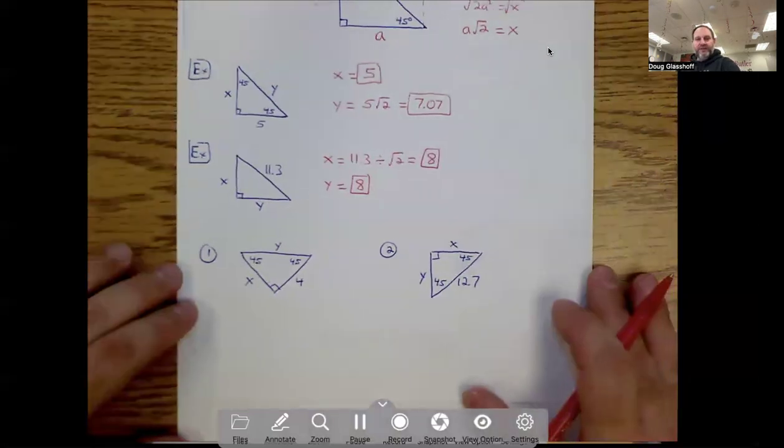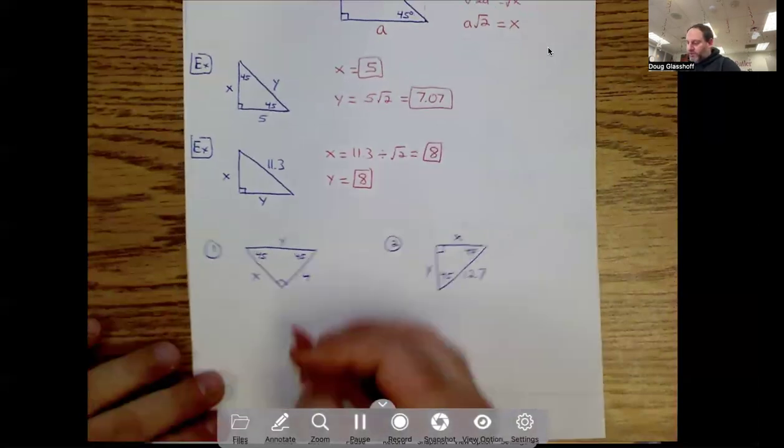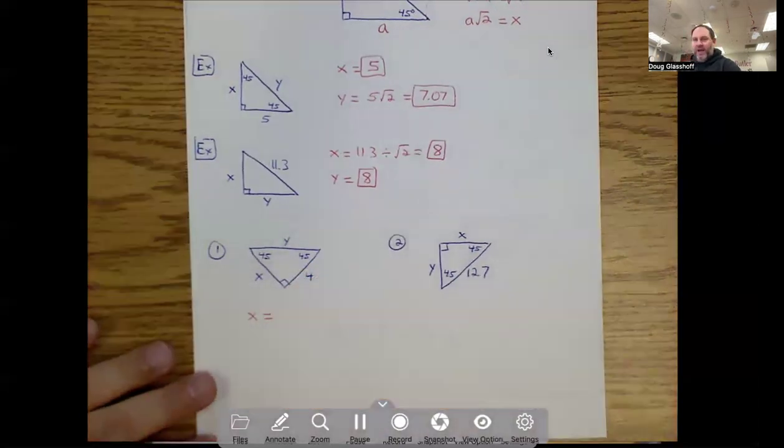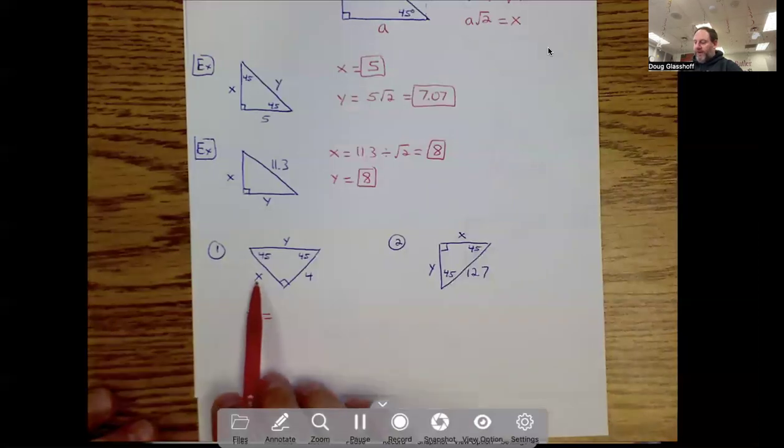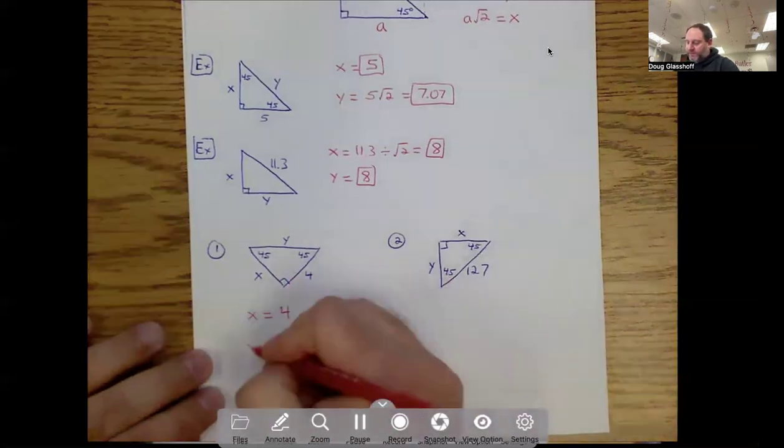Okay, so hopefully you had a chance to look at that there. Let's go through and work these again. So again, we're trying to find the value of both x and y. On this one, I know the value of x has to be the same as that because these both make up that right angle. They're the sides of the square, so x has to be 4.